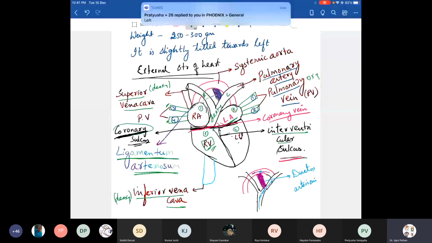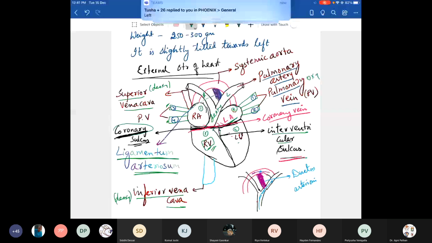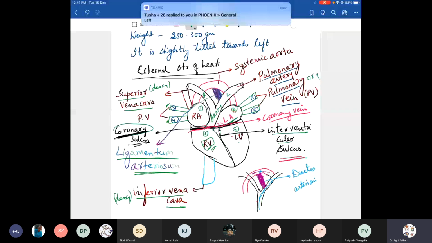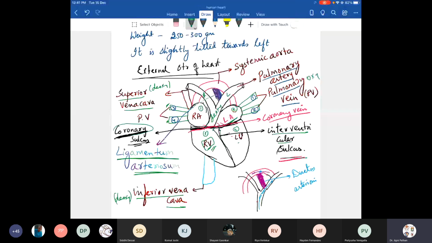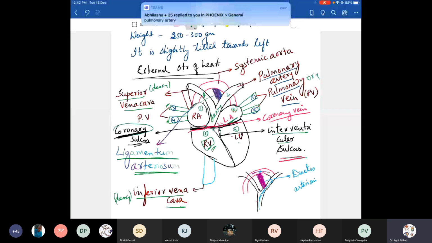Left ventricle. Very nice. So which vessels carry deoxygenated blood to the lungs? Pulmonary artery. Abhilasha. Very nice. Siddhi. Very good. Understood? Everybody understood? Now tell me. Okay, this I think you all know. Fine. Clear? Now. Next.